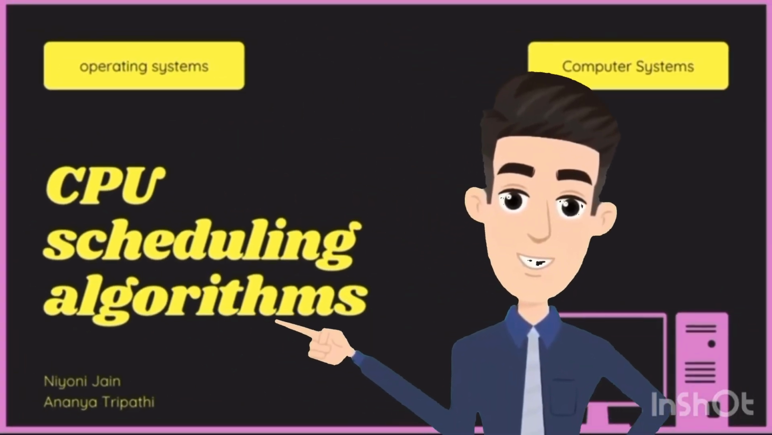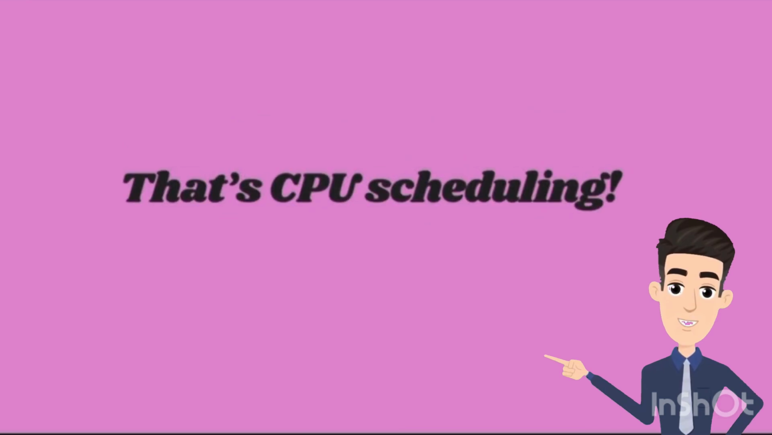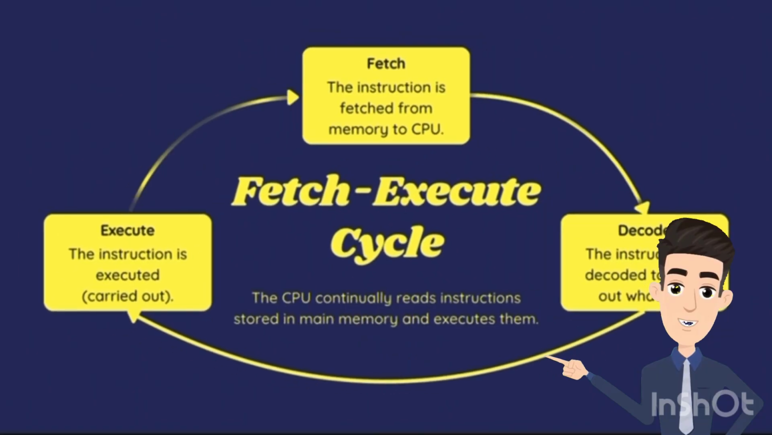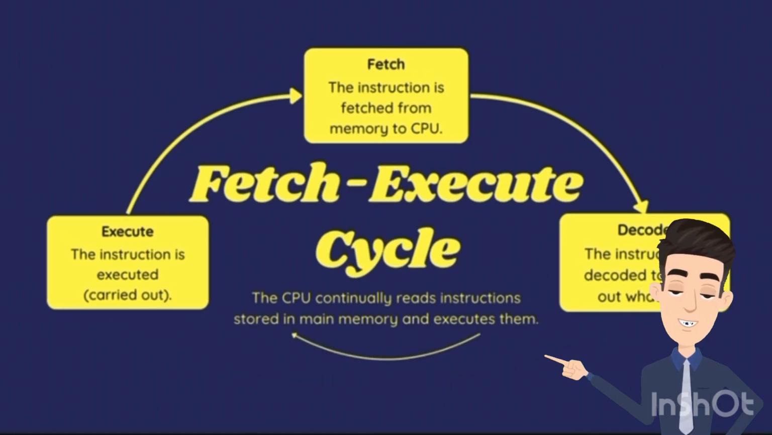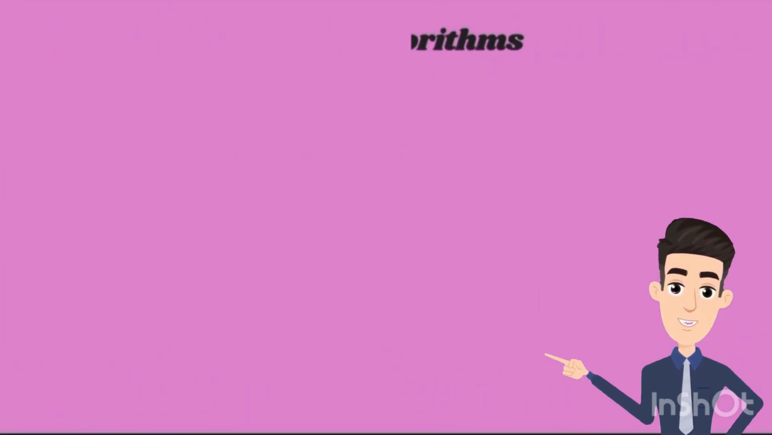Every second, your computer is running dozens of tasks at the same time. But here's the thing, there's only one CPU to handle them all. So, how does it decide which task runs first and for how long? That is where CPU scheduling comes in. It is the process of managing the order and timing in which the different processes access the CPU.